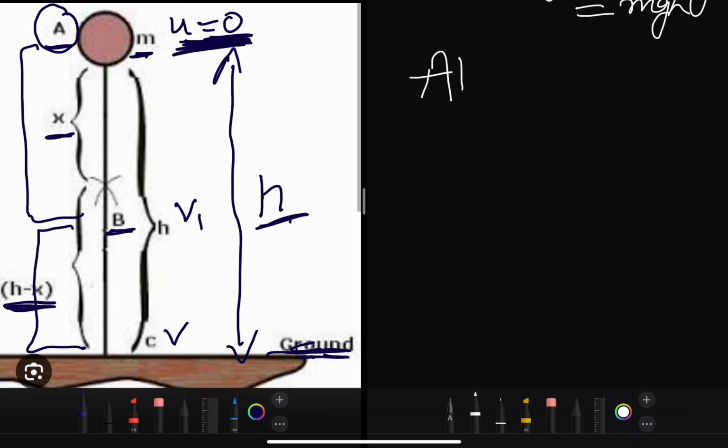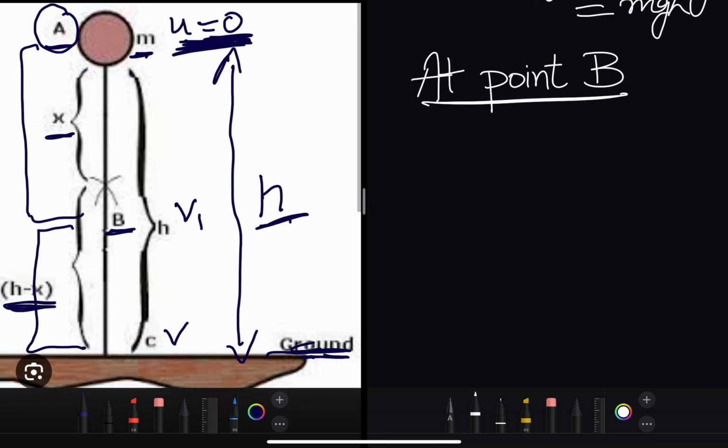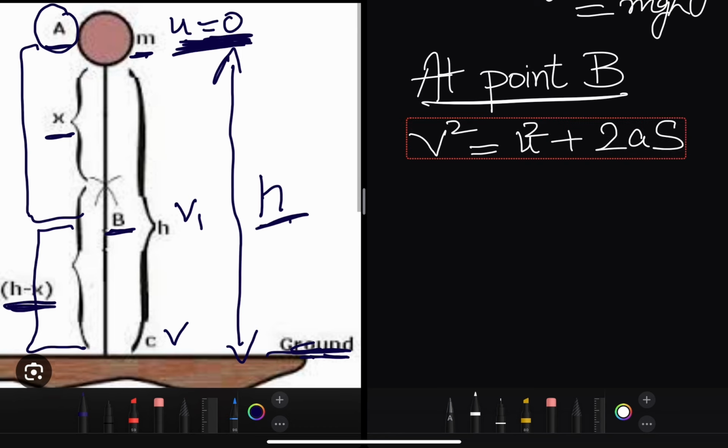Next point is what? At point B. Now at point B, children, we know the equations of motion. You have studied these equations of motion in your class 9. V square is equal to U square plus 2AS. Now what is this V here? V is which? Final velocity. U is what? Initial velocity. A is what? Acceleration due to gravity. S, distance. Clear?